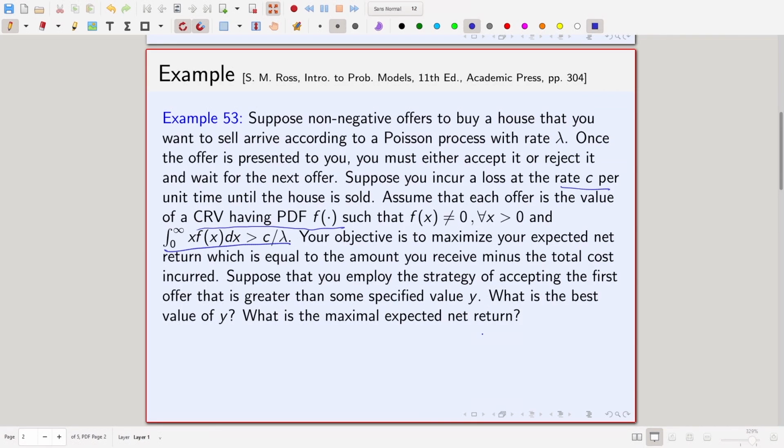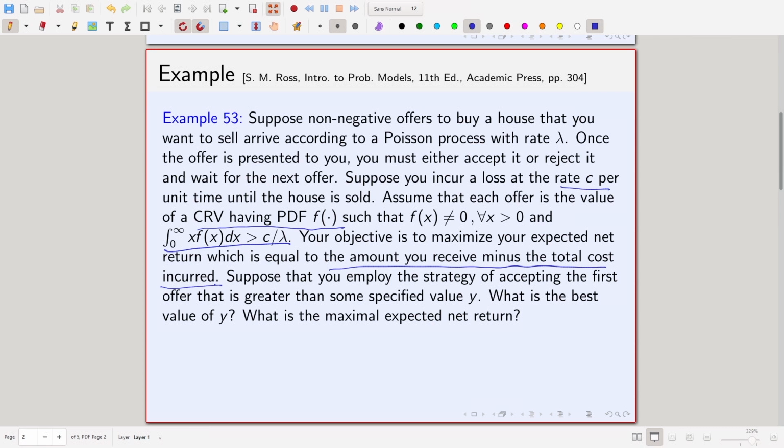Optimal in what sense? Such that you get the maximal expected net return, where the net return is the amount you receive minus the total cost incurred. So, you are trying to maximize your net return. Fine. Since everything here is random, you are basically trying to maximize your expected maximal return. So, for what value of y will that be maximized?